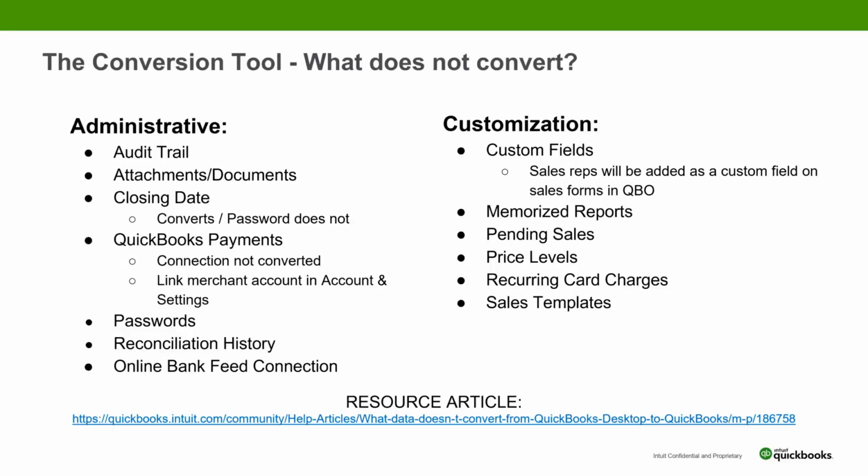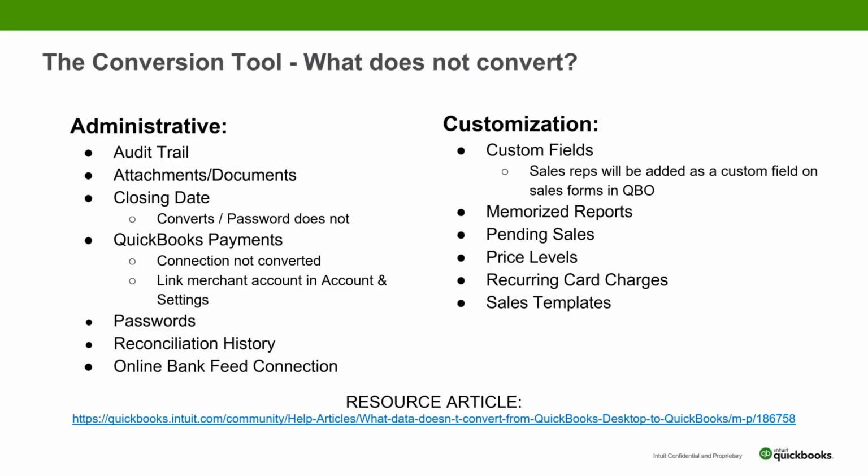Attachments in Desktop do not come over. There is an attachment center in QuickBooks Online where you can start maybe uploading some attachments if you want to bring them over. Might be a lot of work if they have a lot. Again, that could be an add-on, an additional fee for you to get all that over there and link them if possible. Or just keep Desktop as an archive, and you can use Desktop when you need to look up the attachments. The closing date does convert.